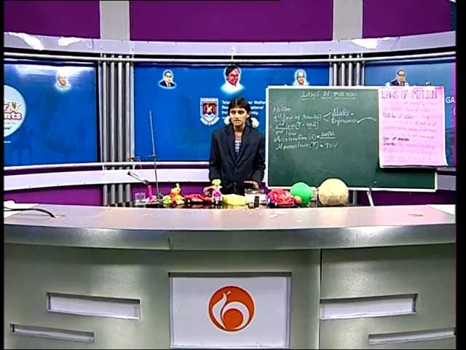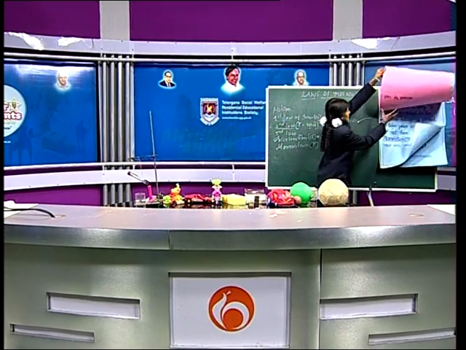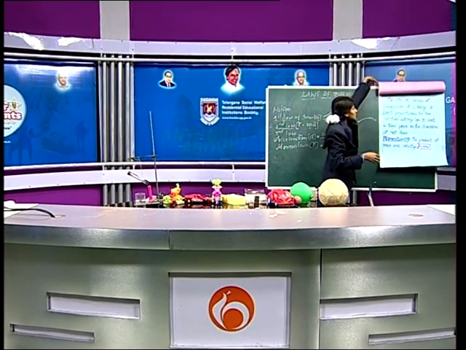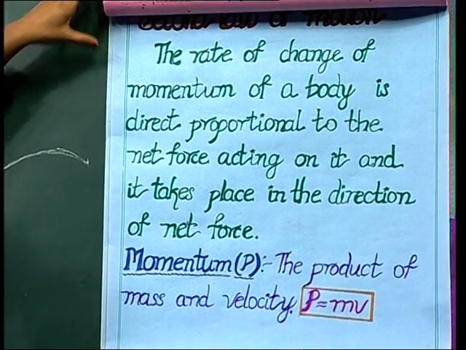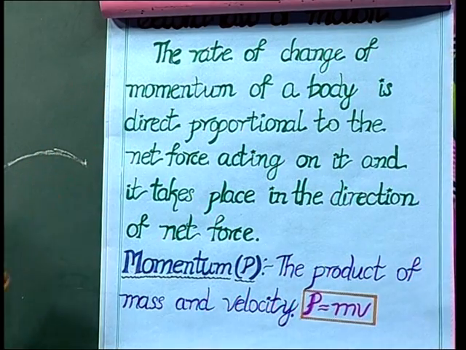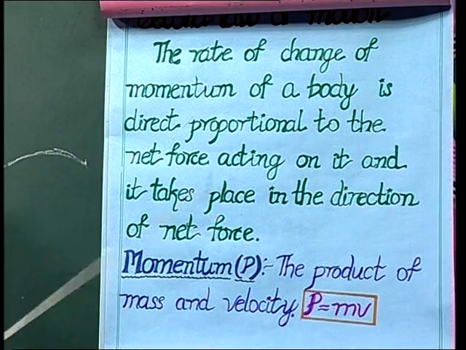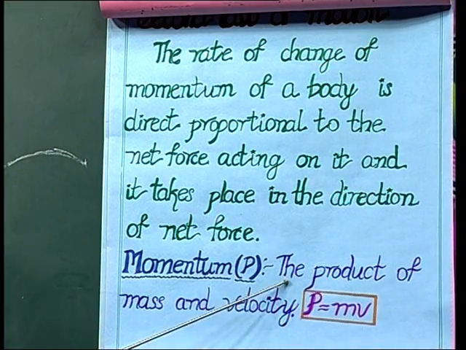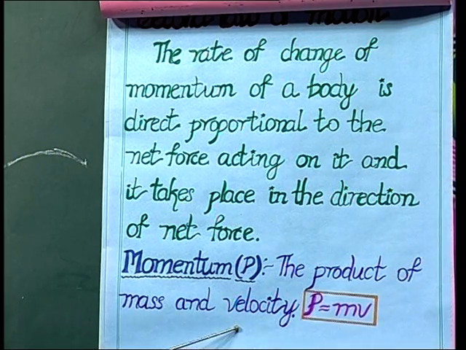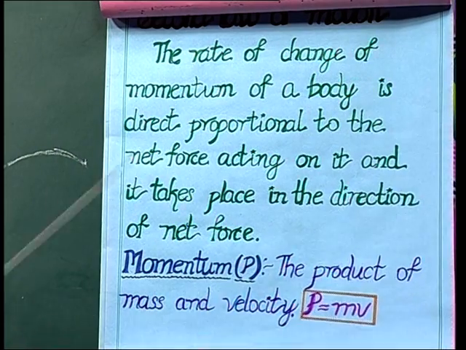It means the rate of change of momentum of a moving object is directly proportional to the net force acting on it, and it takes place in the direction of the net force. And we all know that momentum is the product of mass and velocity. So P equal to mv.